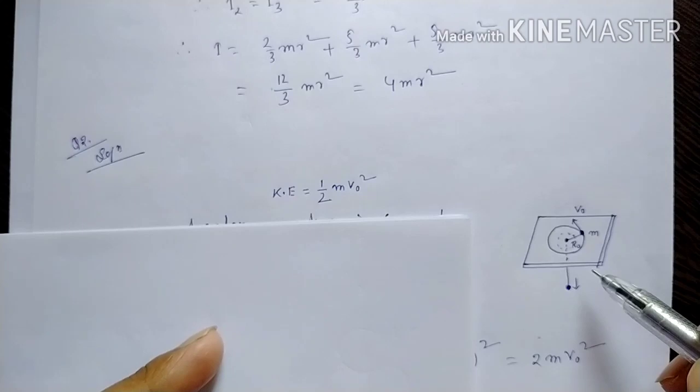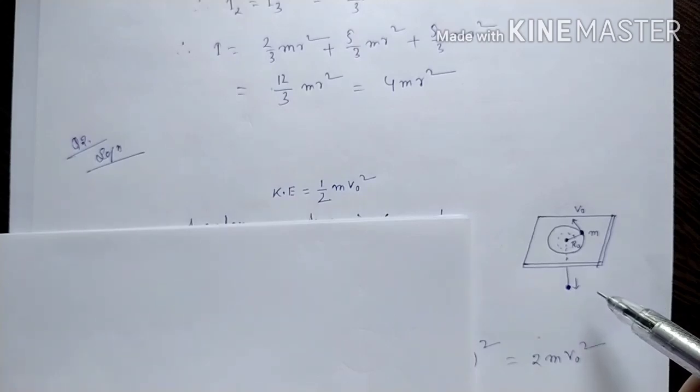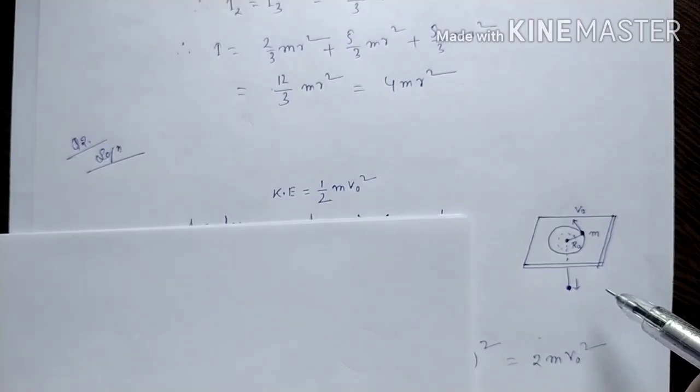Then total angular momentum of the system is conserved. That means initial angular momentum is equal to final angular momentum.